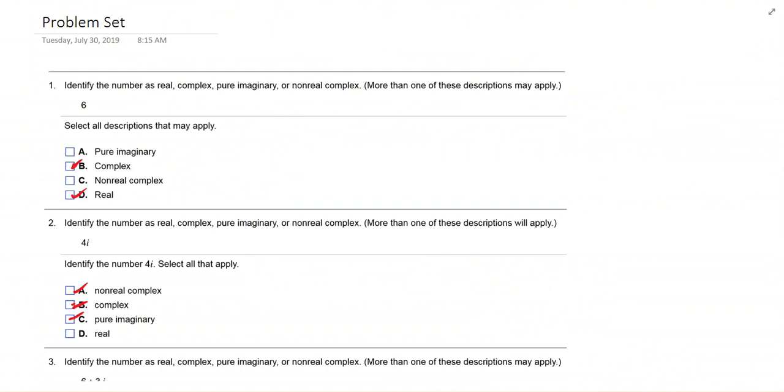Identify the number as real, complex, pure imaginary, or non-real complex. And this can be confusing because it can be more than one thing. Every number in the world can be classified as complex because you could have 6 plus 0i. So that's the deal here. This could be called a complex number if you thought of it as plus 0i. And it's a real number. It doesn't really have the imaginary part.